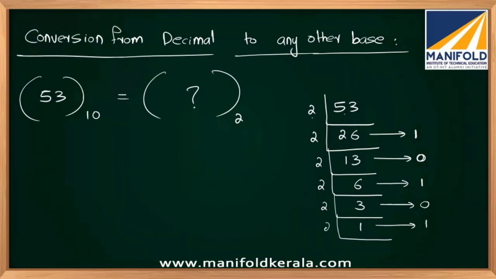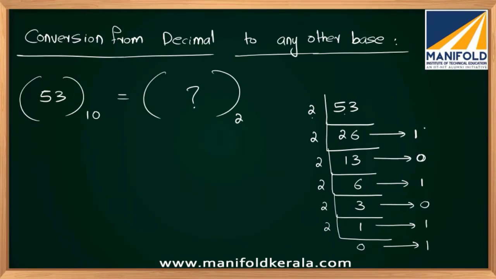And now you divide it by 2. You get 0 with a remainder of 1. Once it is 0, you don't have to carry out the division anymore. Until it is 0, you have to carry out the division. Once this becomes 0, you can stop the process there.